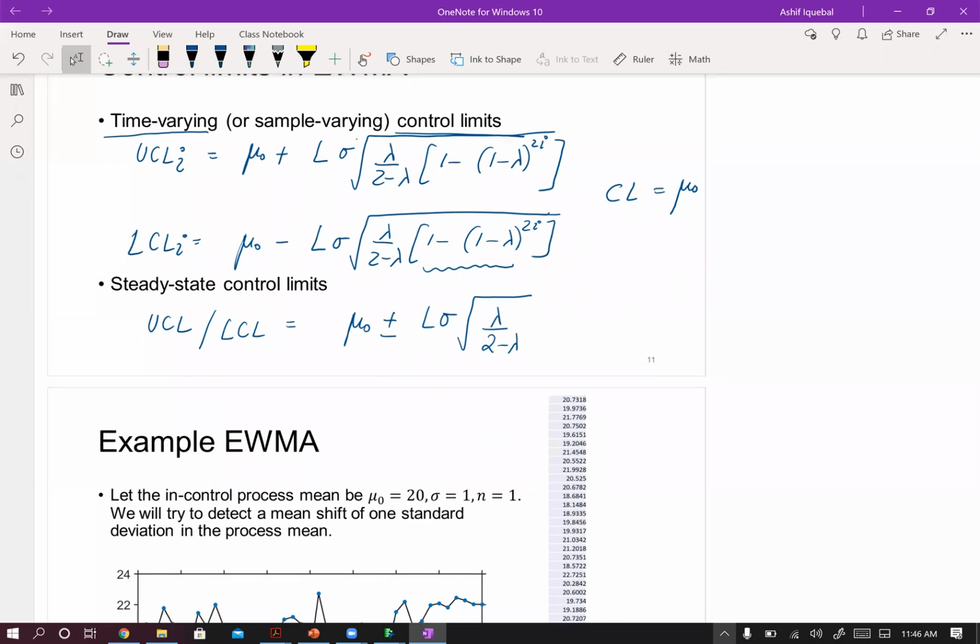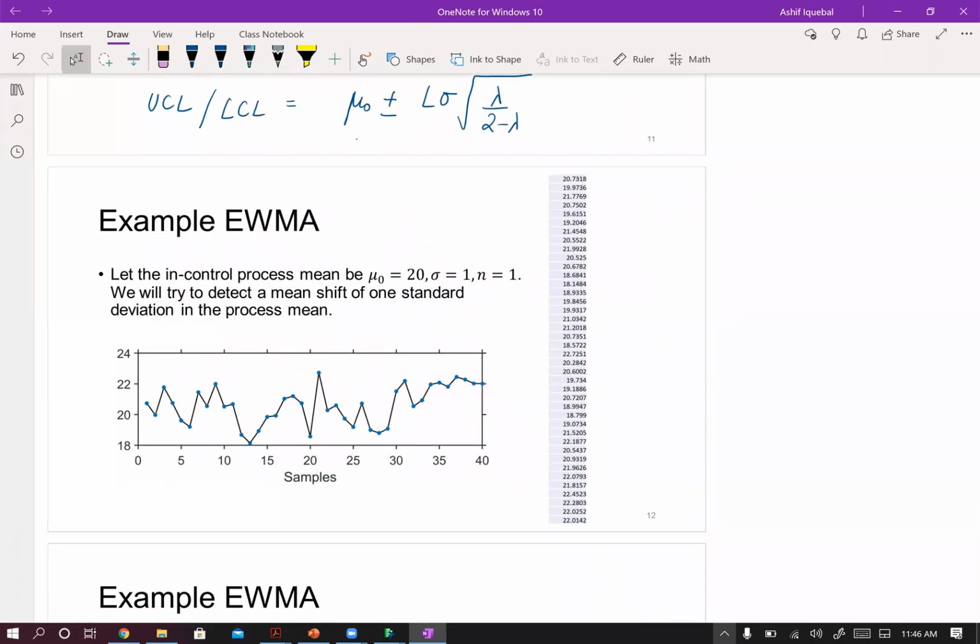Let's take an example here. Let the in control process mean be mu naught, which is 20, and sigma is equal to 1, and n equals 1. We will try to detect a mean shift of 1 standard deviation in the process mean. Somewhere in this chart, I have done a 1 standard deviation shift in the process mean.